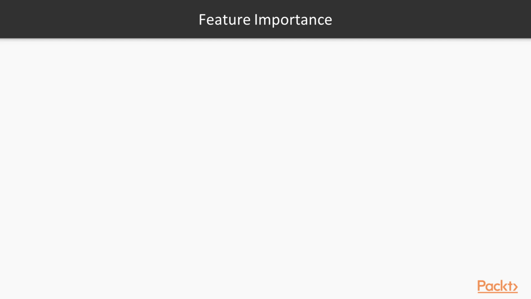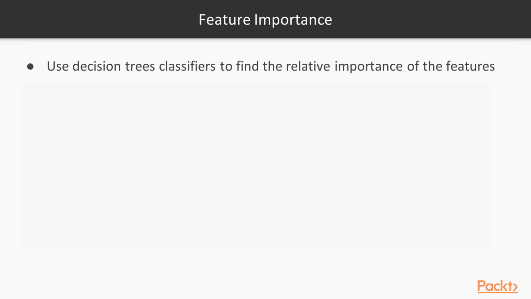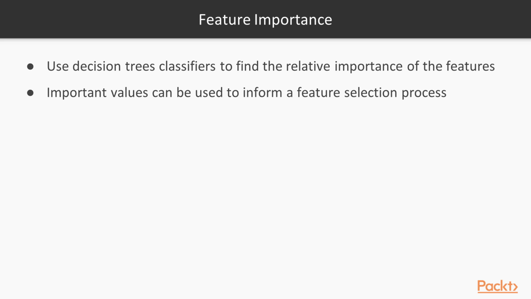And lastly, feature importance is when you use decision tree classifiers to find the relative importance of the features. And the important features will then be kept in the data set, and the model will be built on only the most important features. So these are 3 types of feature selection methods. There are many more types of feature selection methods, but we will be going over these types of methods in scikit-learn.